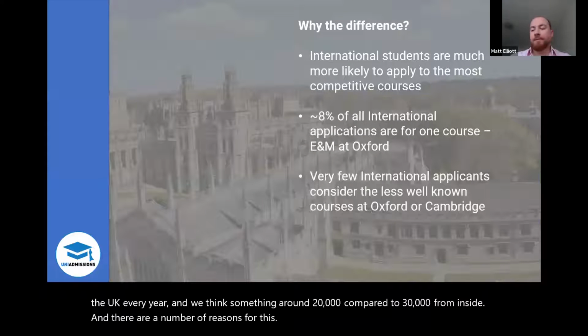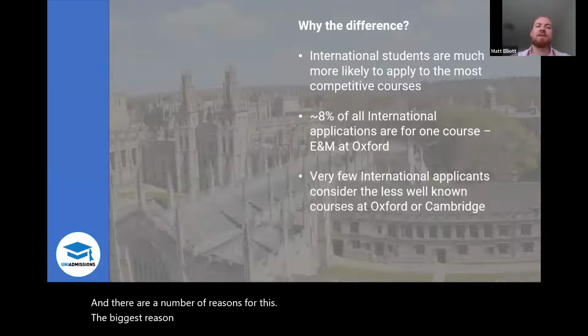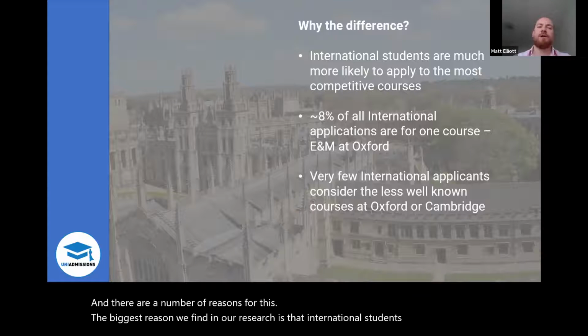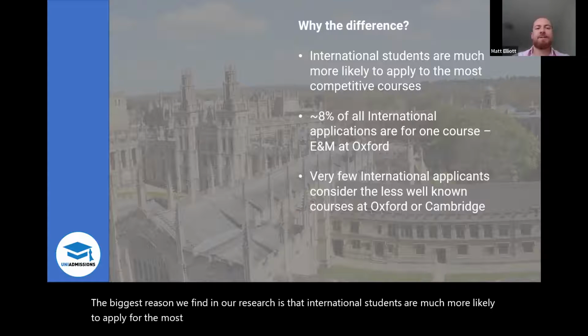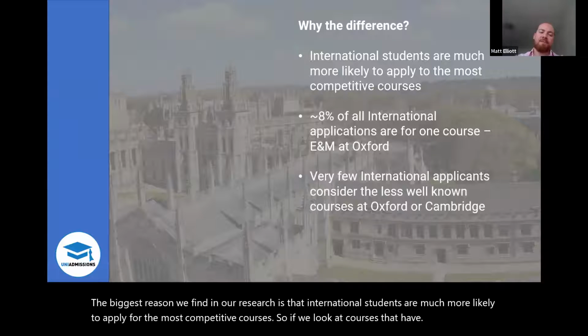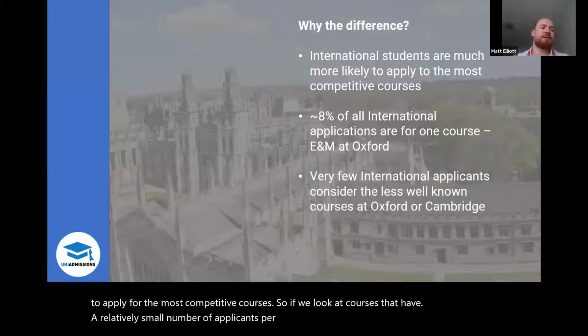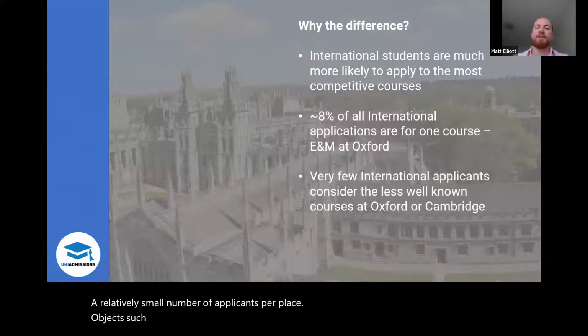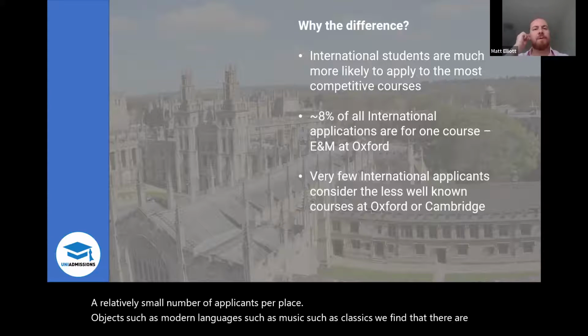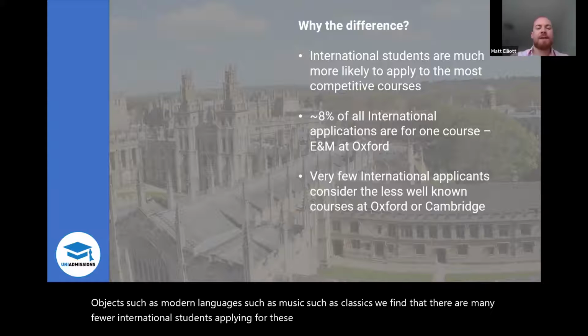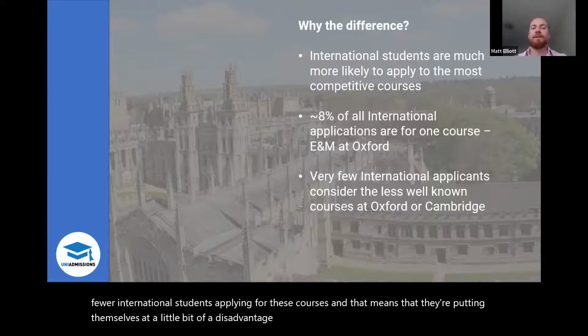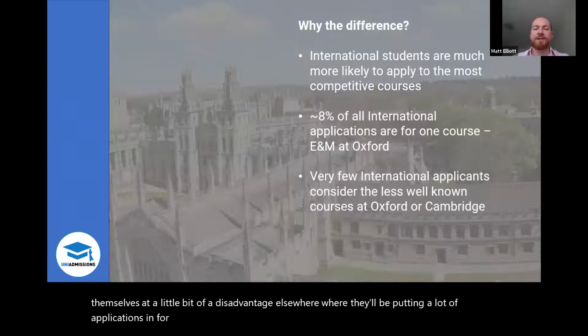The biggest reason we find in our research is that international students are much more likely to apply for the most competitive courses. If we look at courses that have a relatively small number of applicants per place, subjects such as modern languages, music, and classics, we find that there are many fewer international students applying for these courses. That means they're putting themselves at a little bit of a disadvantage elsewhere, where they'll be putting a lot of applications in for the most competitive subjects.